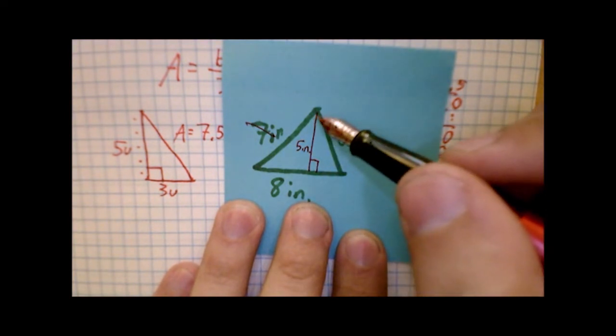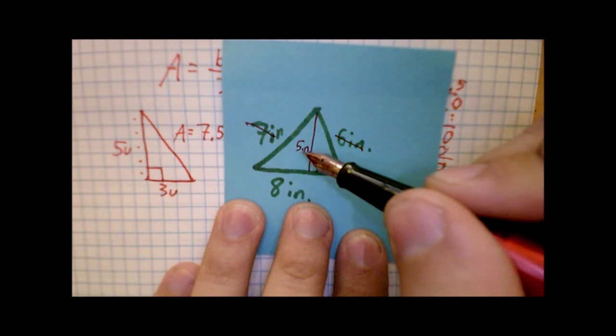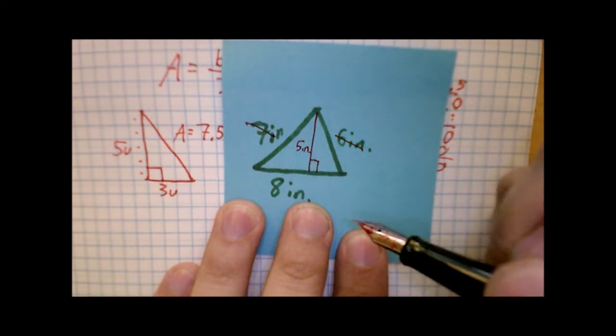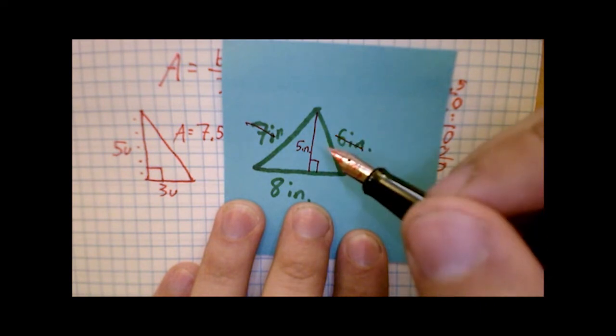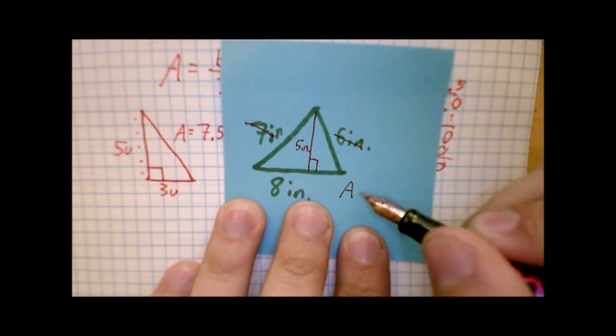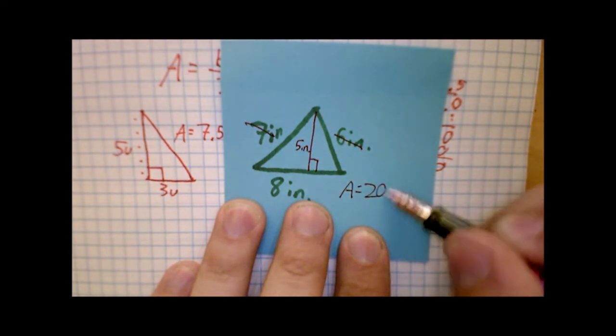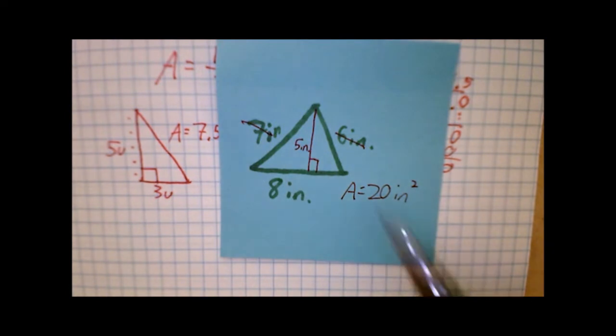So, with a height of 5 and a base of 8, we will do 8 times 5, which will give me 40. Then we will do 40 divided by 2. 40 divided by 2 will give me an area of 20 inches squared. That is how that is to be done.